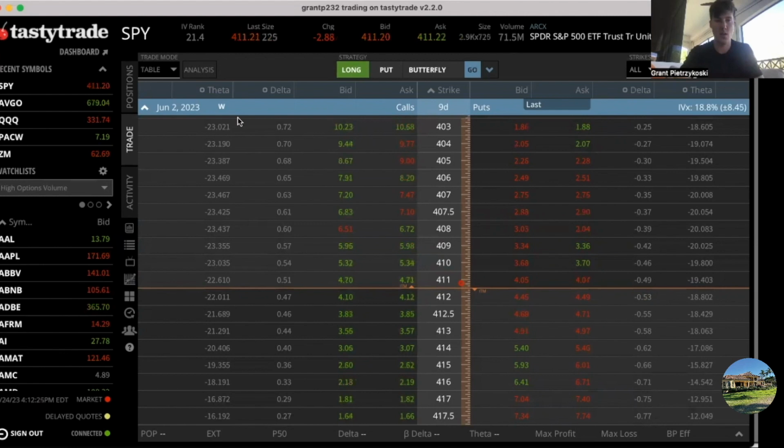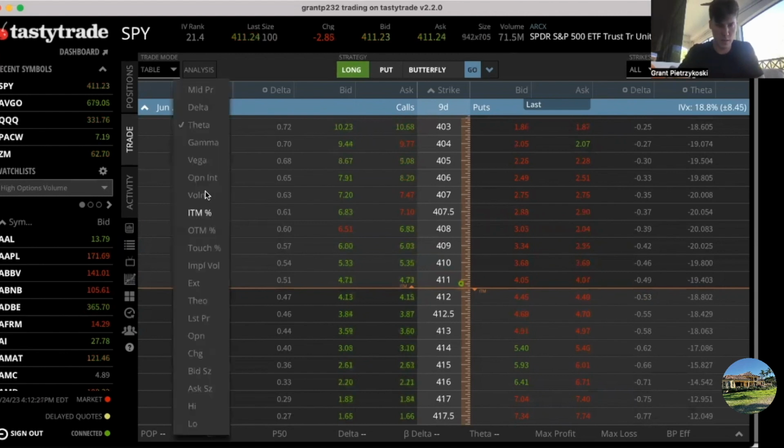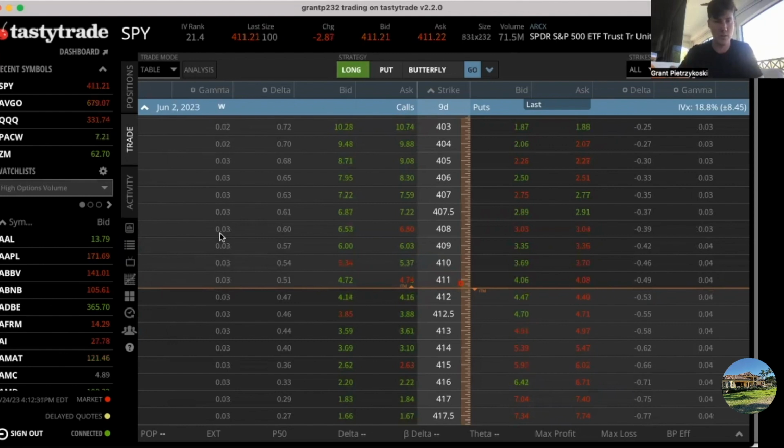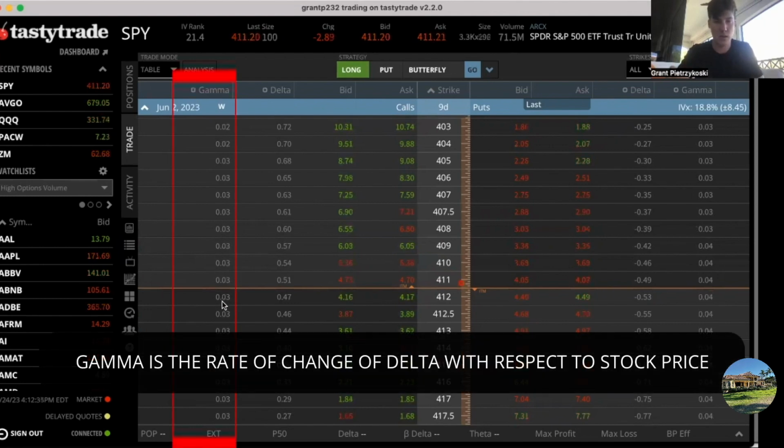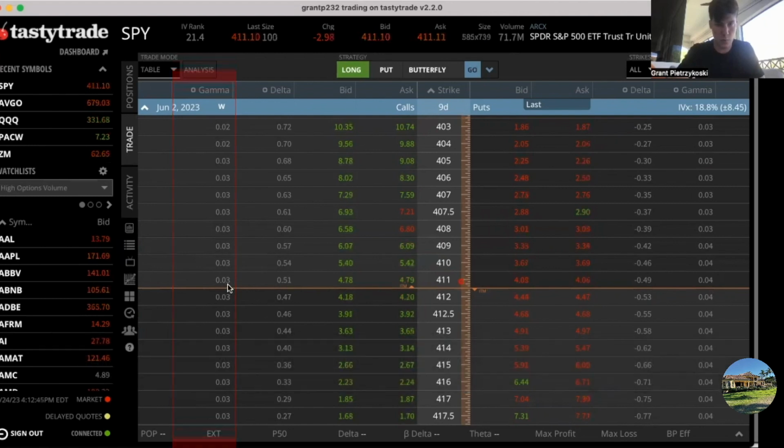Pretty simple. So let's turn on something called gamma. This is kind of one of the variables. They're called the Greeks, by the way. This is one thing that kind of gets overlooked. And this is the rate at which your delta is going to change. So if we go up $1, your 0.51 delta call is going to now be worth 0.54 deltas. So that's it. It's the rate of change of delta.